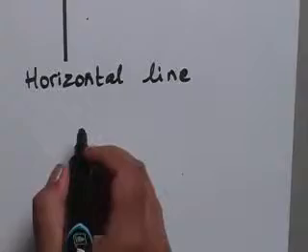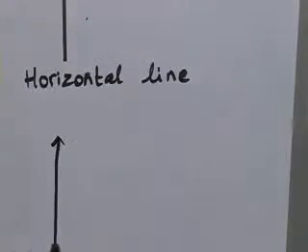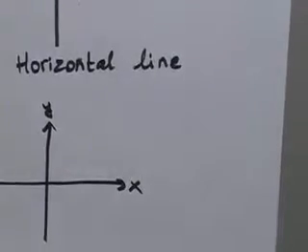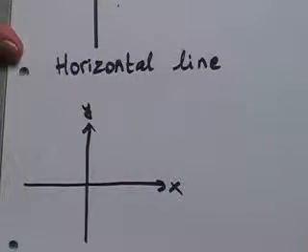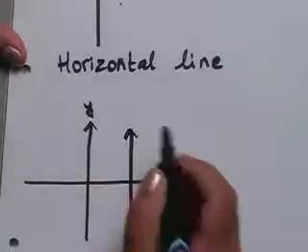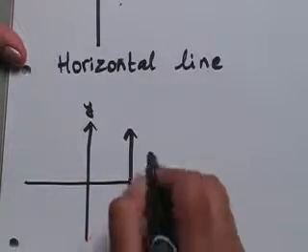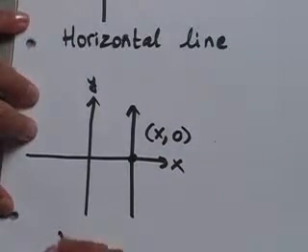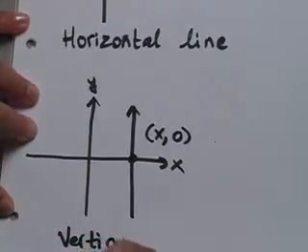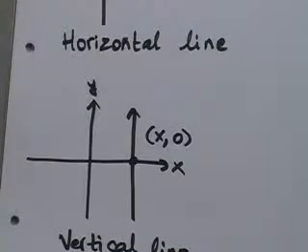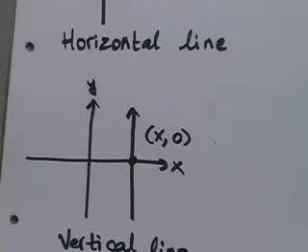And then, of course, you will have a vertical line where, in this case, you end up with only the x-intercept. So these are some of the exceptions that you may experience when you're dealing with the x and y intercepts.